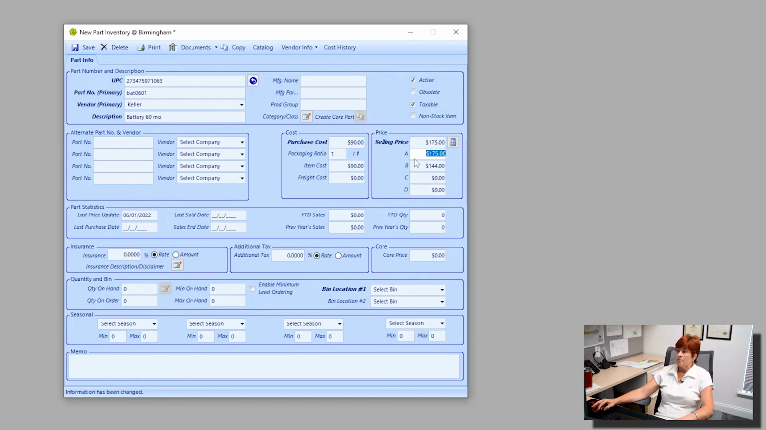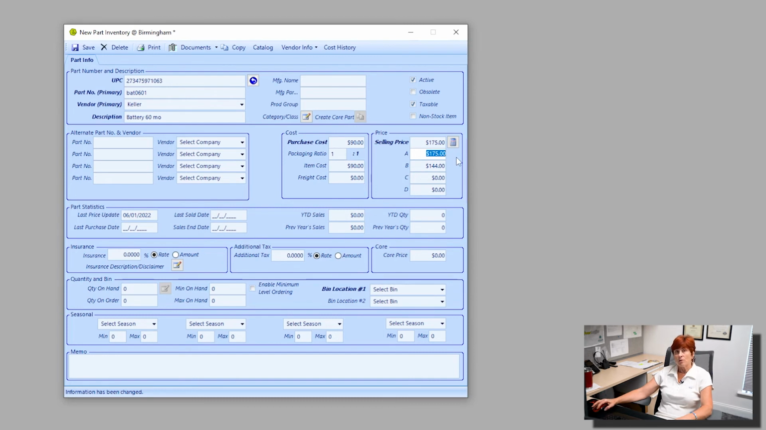Now let's remind ourselves, what is A, B, C, and D here? This is from our class when we talked about CRM and managing customers in EverLogic. And when you are working with a wholesale customer, you have the option for A, B, and C. So if you were working with a wholesale customer, they would pay, and you have them selected as A, then they would pay the retail price, which is $175.